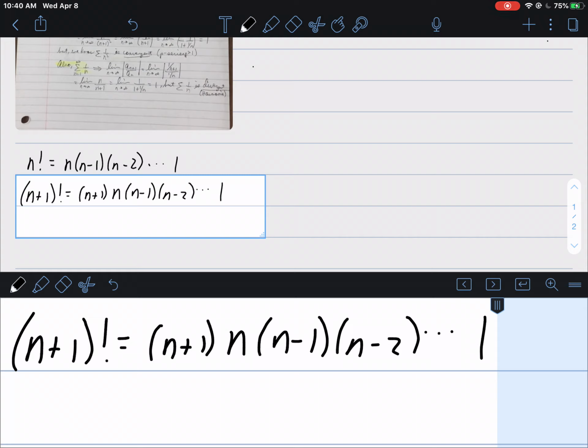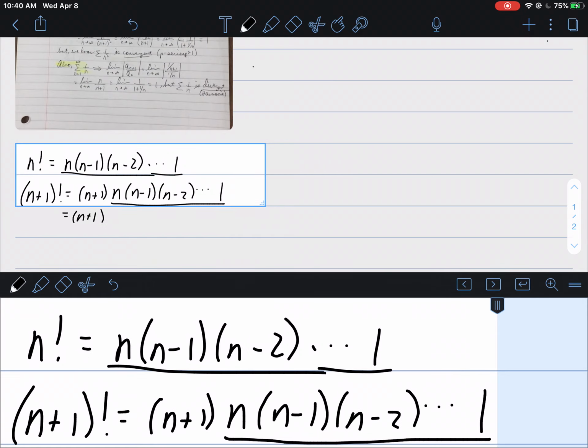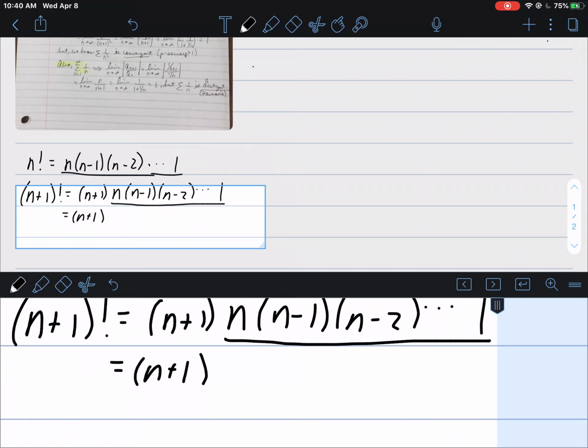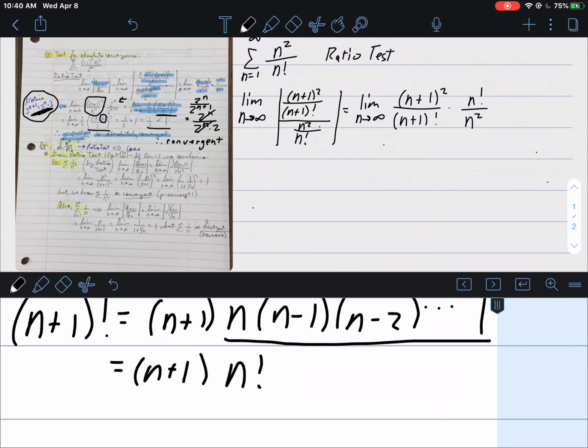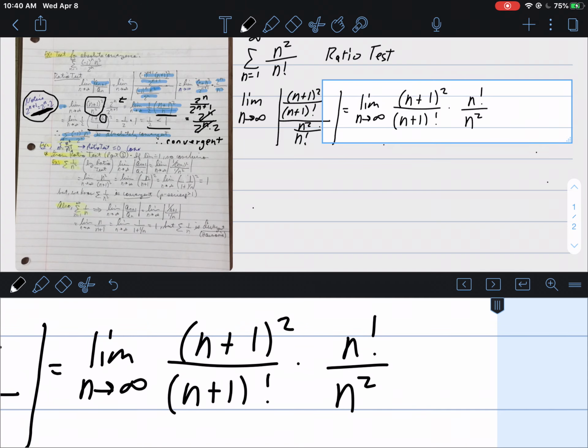Or in other words, notice that this is n plus 1. What's this? That's n factorial, right? So n plus 1 factorial can be written as the product of n plus 1 times n factorial, right? Because all you're doing is multiplying in that extra term. So when I come up here, there's that n plus 1 factorial. Let's rewrite that as n plus 1 times n factorial. And notice then I would be able to divide out the n factorial.